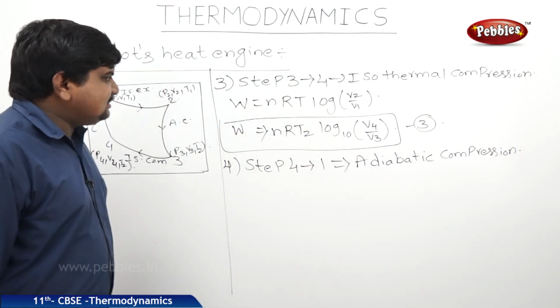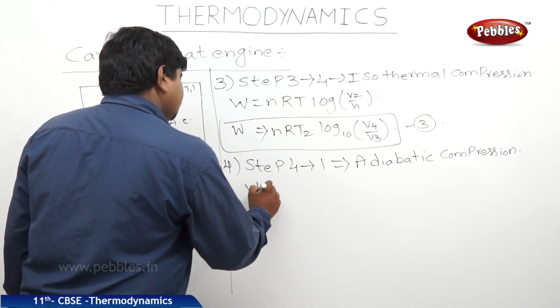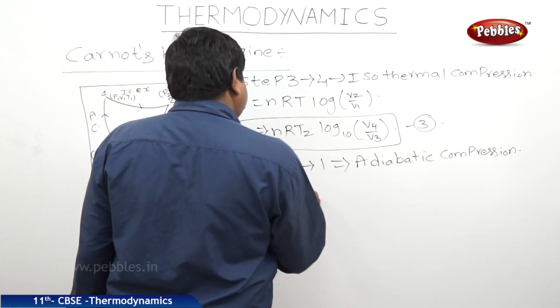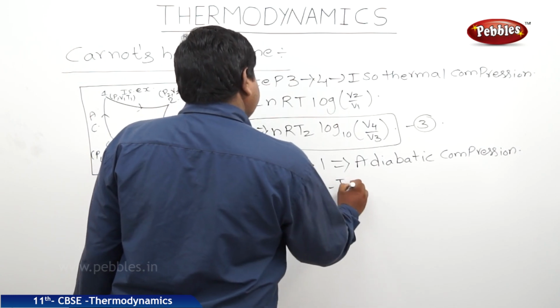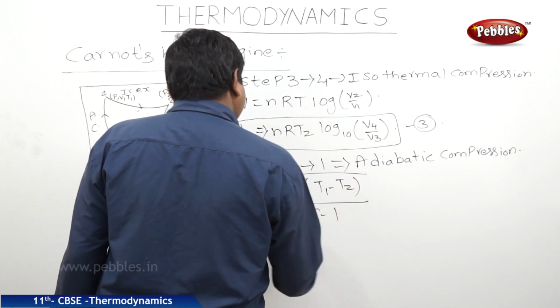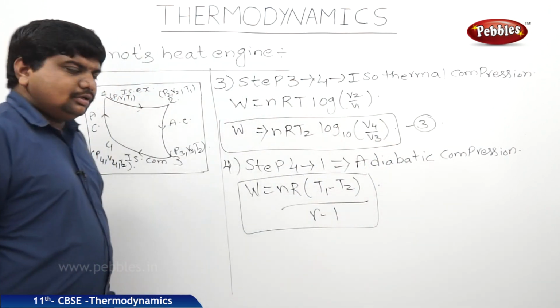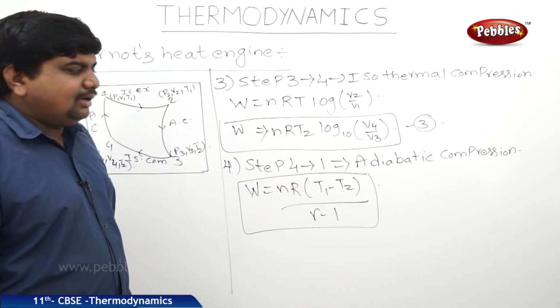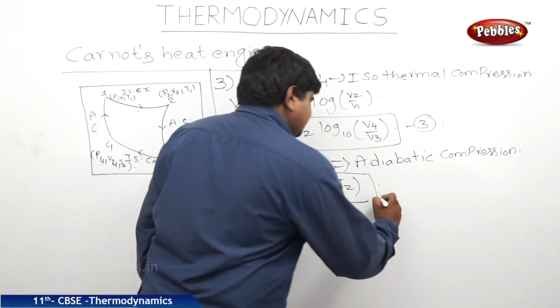So, in case of this adiabatic compression, W is equal to nR into (T1 minus T2) by (gamma minus 1). Here the temperatures are T1 to T2, so there will be no change in the adiabatic compression equation. Let us say this is 4.